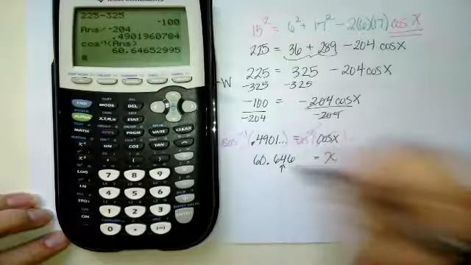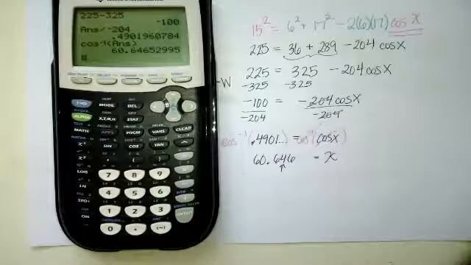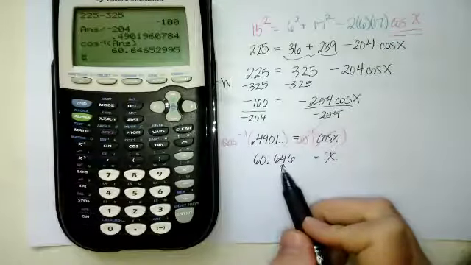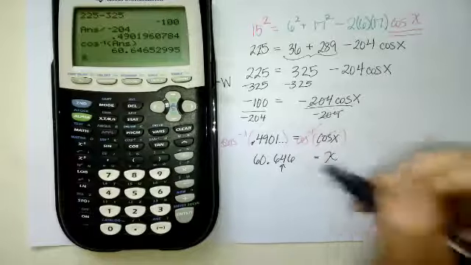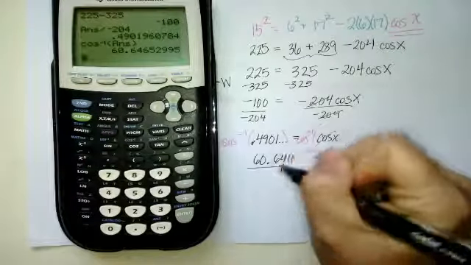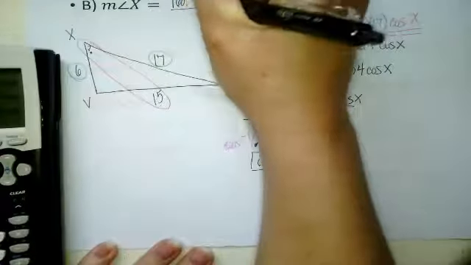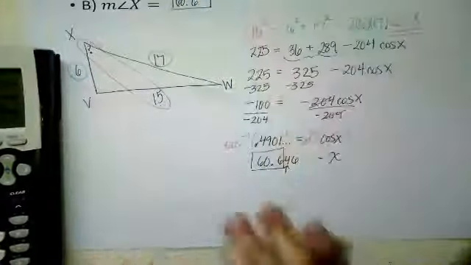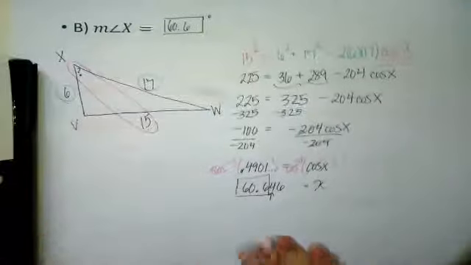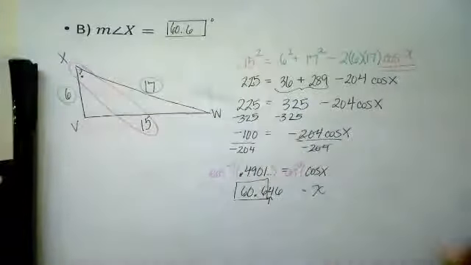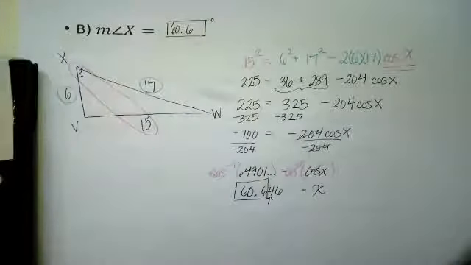60.646. Again, they want you to round to the nearest tenth, which means go to the hundredths spot. And if it's 5 or more, you round up. But this is not, so we keep it 60.6 degrees. And you can see there was a little degree symbol on the IXL. So again, make sure your calculator is in degree mode for sure.